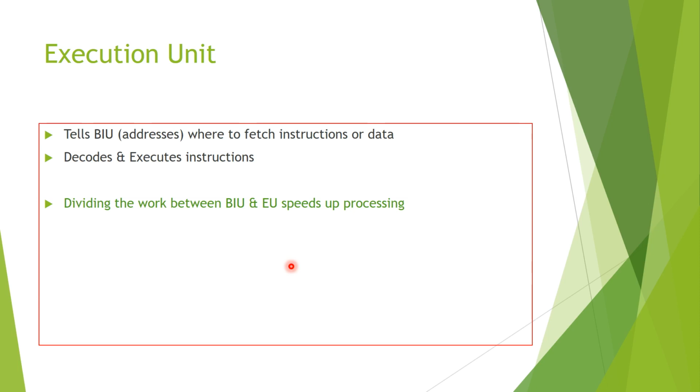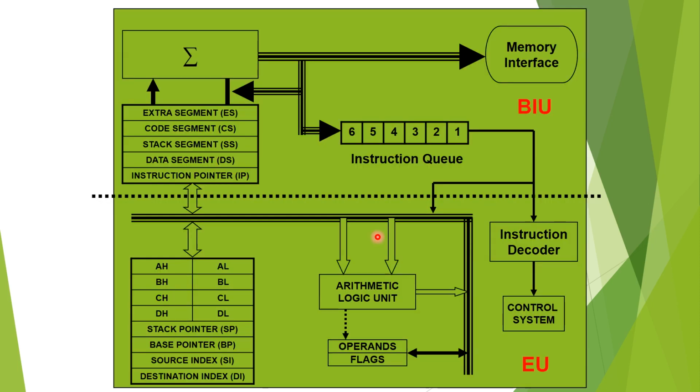It is made more clear in the next few slides. So the purpose for dividing the work between the BIU and the execution unit is to speed up the processing. So again, this is the BIU and this is the EU. This execution unit also includes the instruction decoder. It has the control system. Then these are the registers. These are the segment registers, the instruction pointer, and this is the instruction queue. And this is the adder, which is used to generate the 20-bit physical address to access the memory.